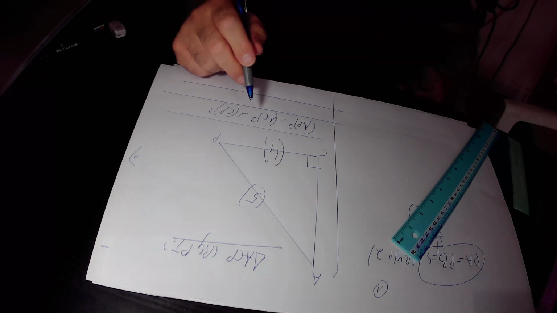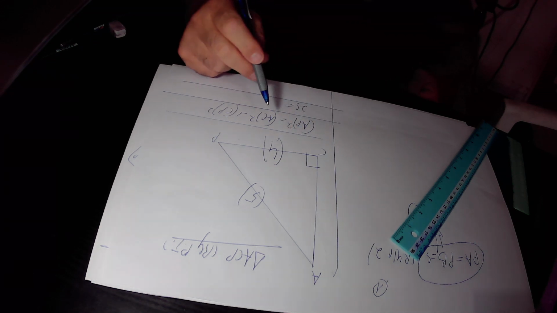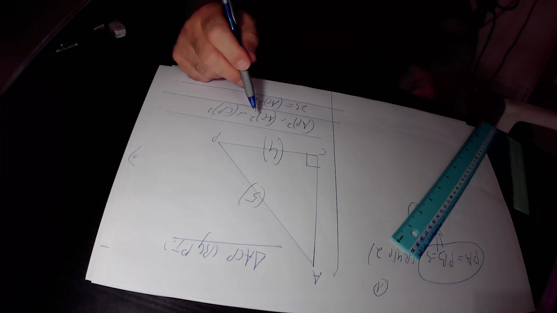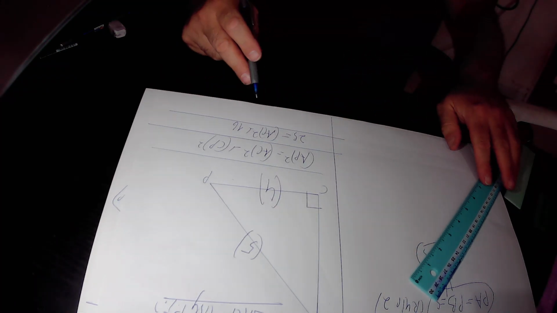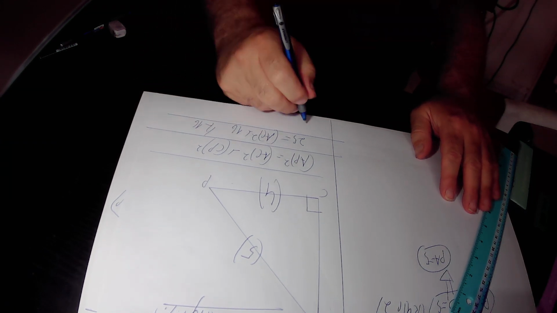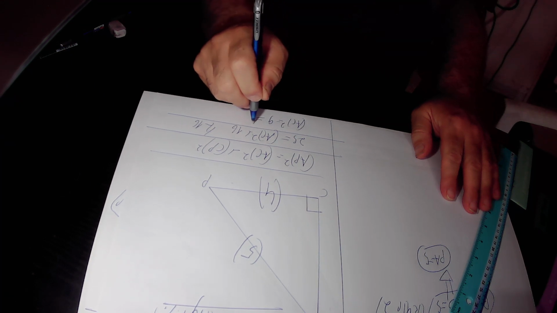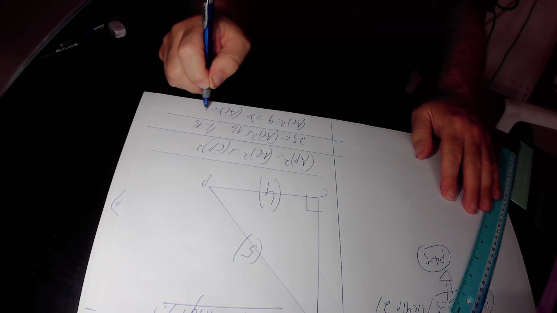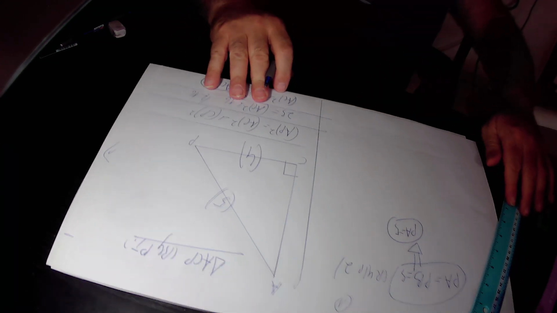AP is 5, therefore AP squared is 5 squared, that is 25, and it equals AC squared. AC is the missing side, so we leave it as it is, plus CP squared. CP is 4, therefore CP squared is 4 squared, that is 16. So we find that 25 equals AC squared plus 16. Here we subtract 16 from this equation, and finally we get that AC squared equals 25 minus 16, that is 9. Here we take the root, and finally we get that AC equals the square root of 9, that is 3. So AC equals 3 units in length.